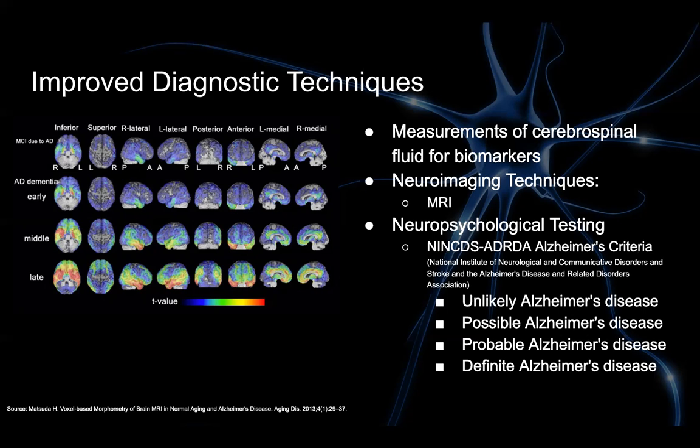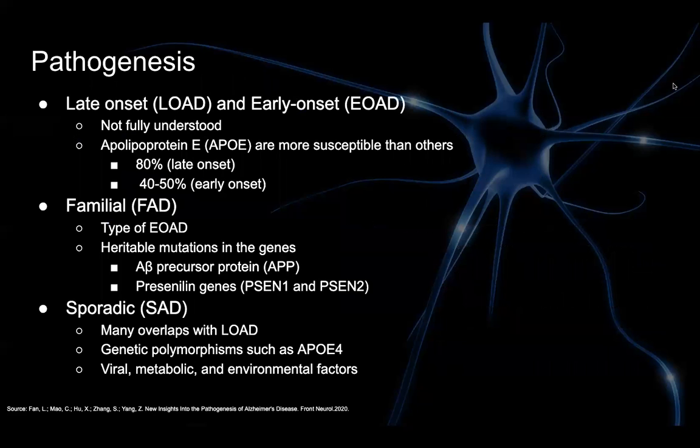There's also neuropsychological testing that can be used when the diagnosis is unclear. They group Alzheimer's disease into four categories, ranging from unlikely Alzheimer's to definite Alzheimer's disease. In addition, Alzheimer's can roughly be categorized into four categories based on the cause of the disease, although there is significant overlap in these. There is late onset, early onset, familial, and sporadic.